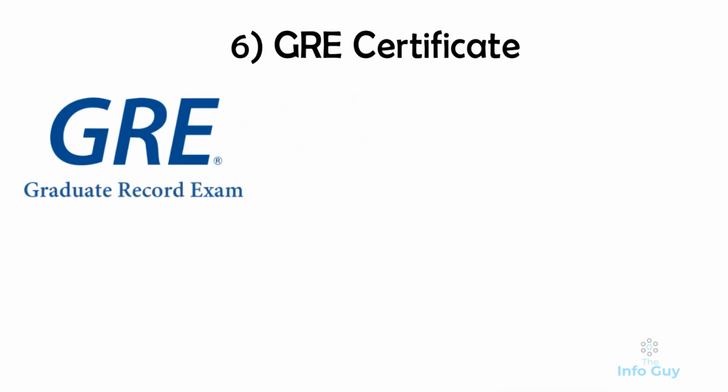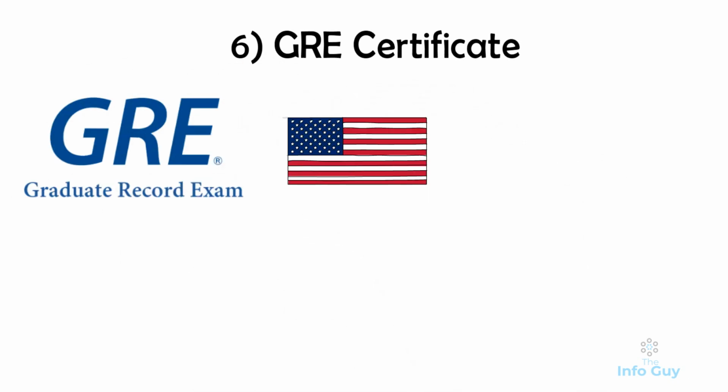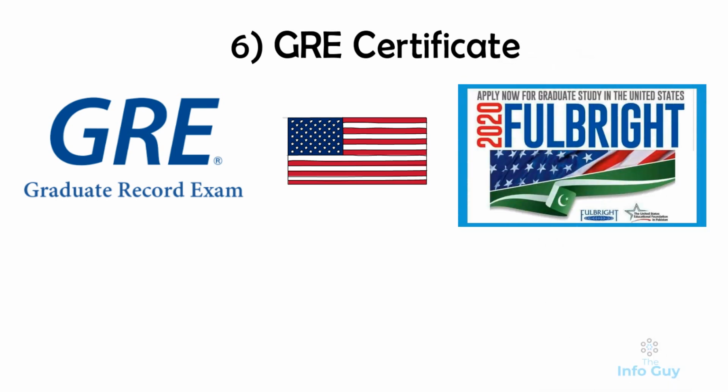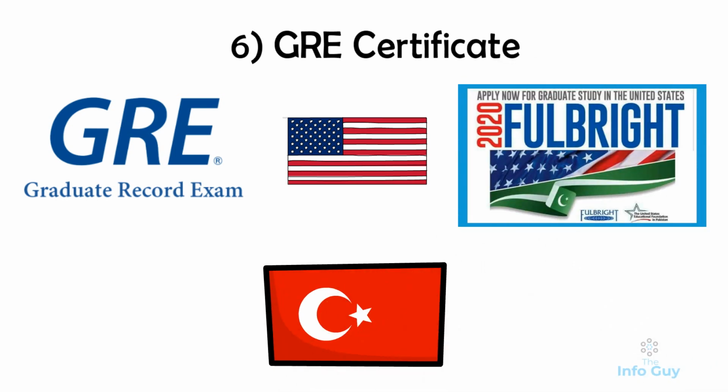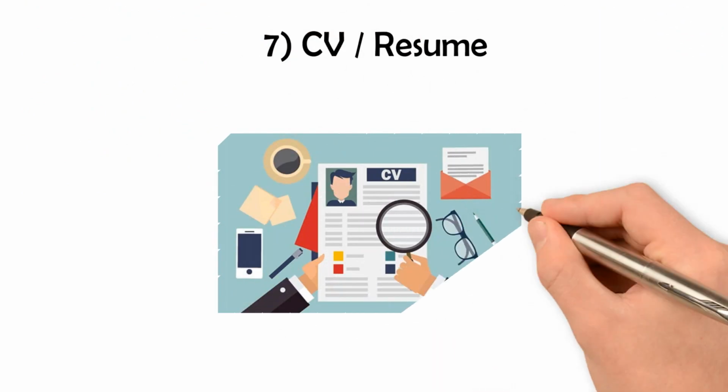Next is your graduate record examination certificate. It is required for US studies like Fulbright scholarship. In Europe, other than Turkey scholarship, no other university or scholarship demands it. The 7th document would be your recently updated CV or resume.